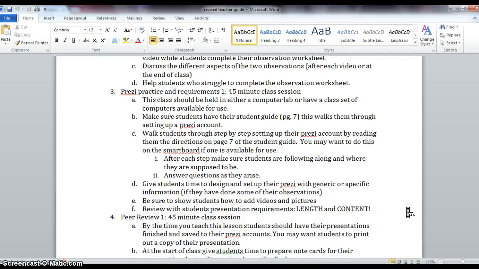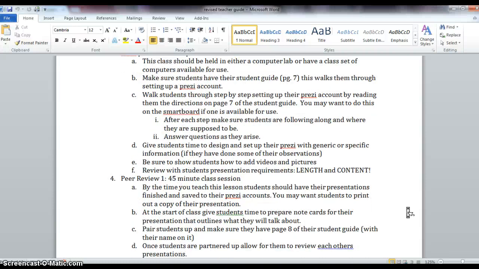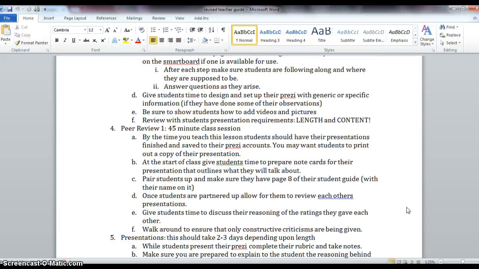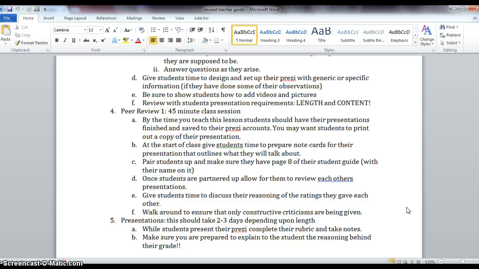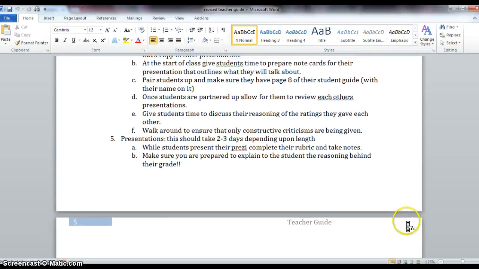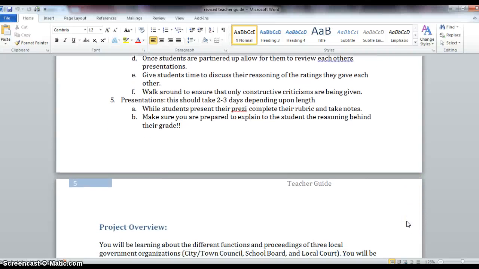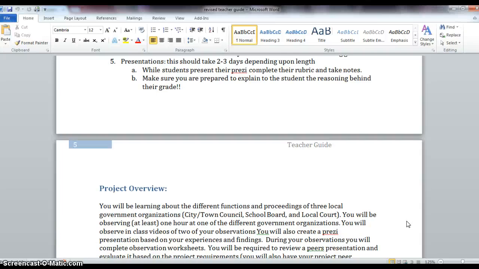One of the days was creating a Prezi practice and then getting their Prezi set up to fill in their information. I also gave a day for peer review, where students would look at each other's presentations and complete a review worksheet where they analyze what was missing and what grade they would give their assigned peer. I took two to three days depending on length of presentations. I don't think it would take much more time than that, because a lot of the observations are going to have been the same.